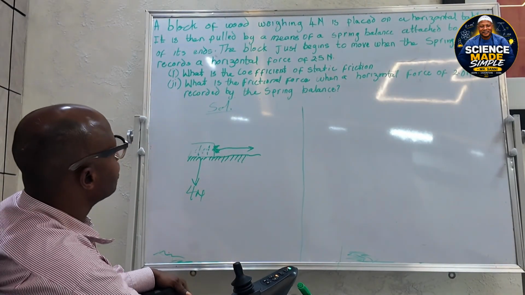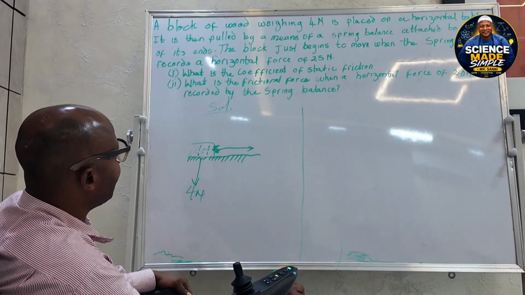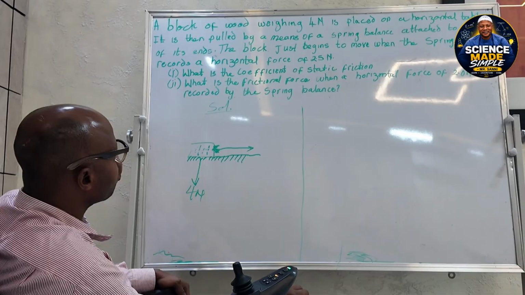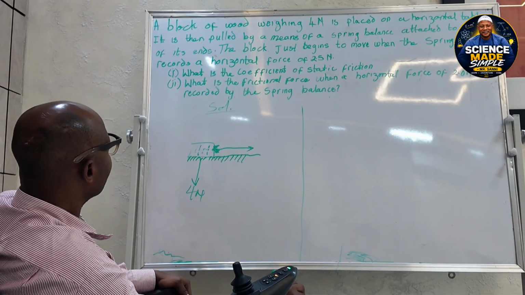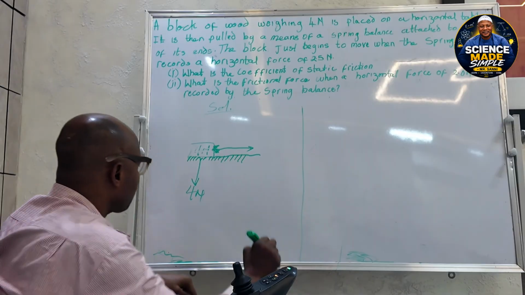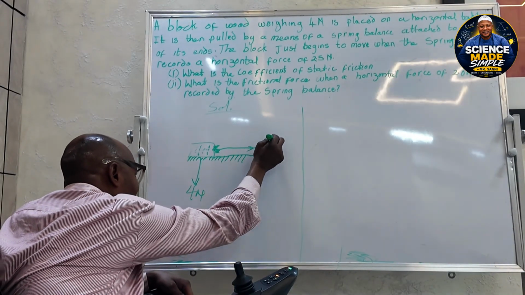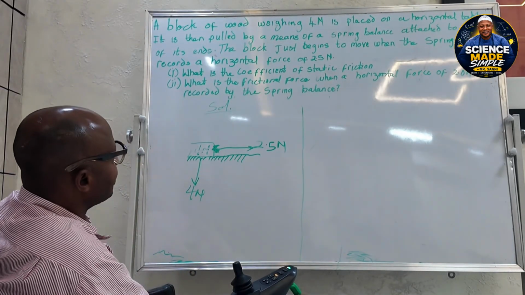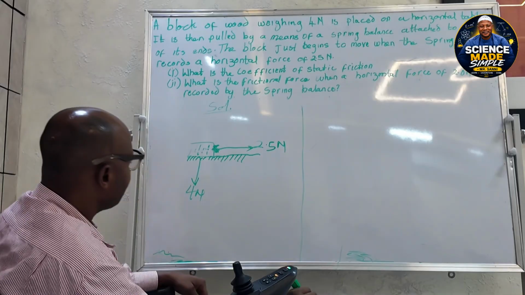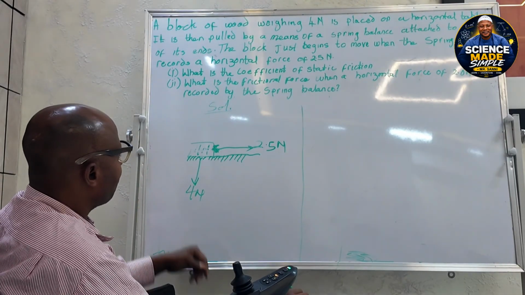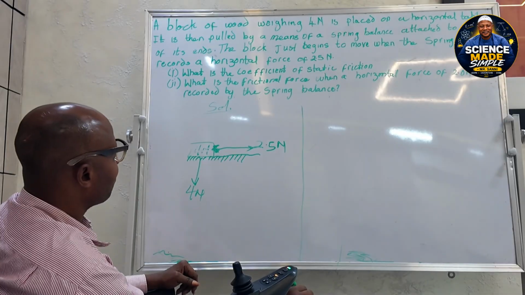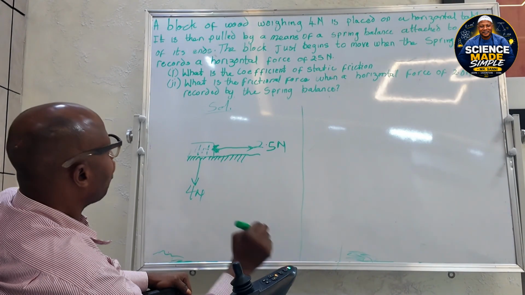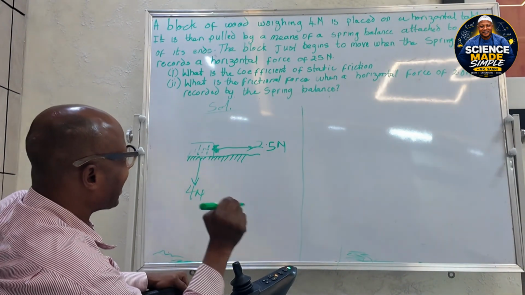It is pulled by means of a spring balance attached to one of its ends. The block just begins to move when the spring records a total force of 2.5 Newton. That is the force that has to be overcome before the movement can start. That is static friction. Now, what is the coefficient of the static friction?